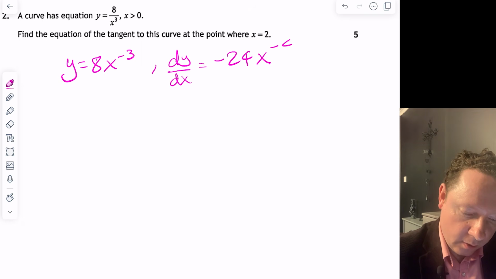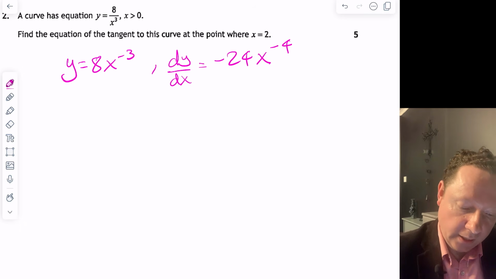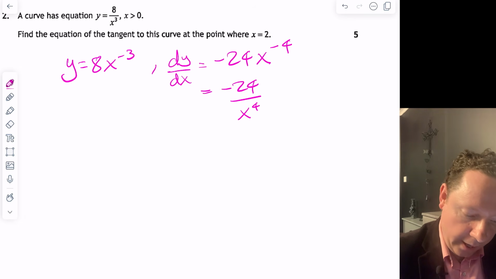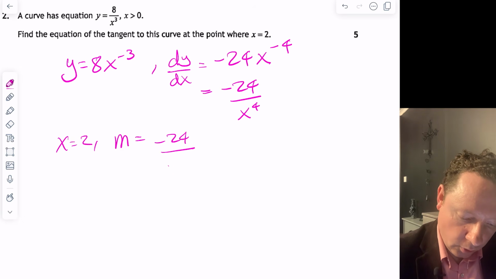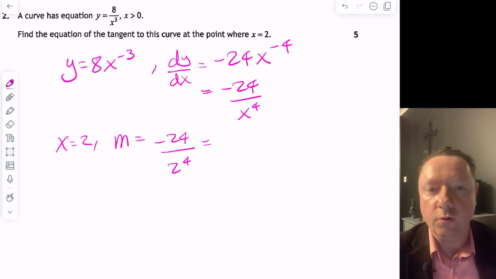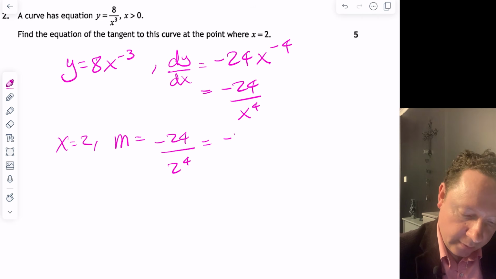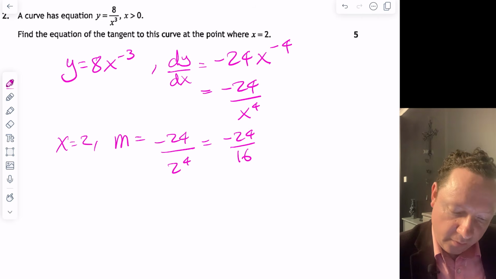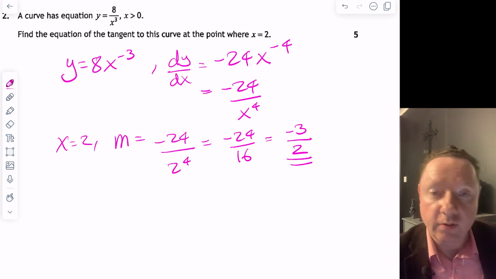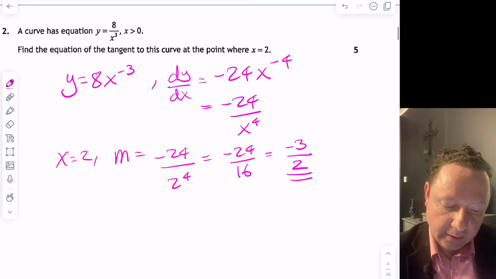Take 1 away for the power is minus 24 over x to the 4, and because I don't like using a calculator that much, I'll just put that as x to the 4 in the bottom. So at x equals 2, the gradient is equal to minus 24 over 2 to the power of 4. Well, 2 2s are 4 times 2 is 8 times 2 is 16, so that's minus 24 over 16. And 8 goes into both of them. 8 3s are 24, and 8 2s are 16, so minus 3 over 2. But again, use a calculator anytime you want.